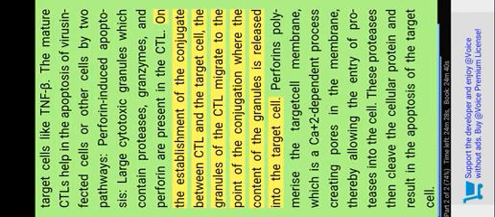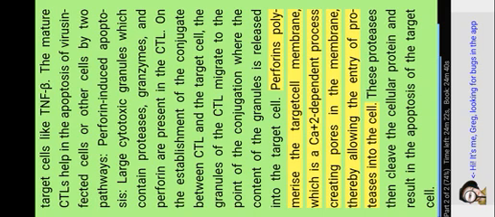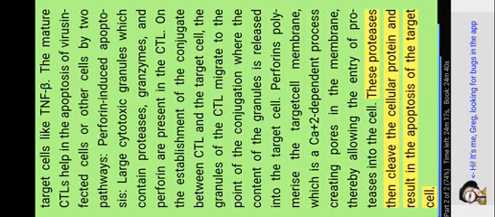On the establishment of the conjugate between the CTL and the target cell, the granules of the CTL migrate to the point of conjugation, where the content of the granules is released into the target cell. Perforins polymerize in the target cell membrane, which is a Ca2+ dependent process, creating pores in the membrane, thereby allowing the entry of proteases into the cell. These proteases then cleave the cellular proteins and result in the apoptosis of the target cell.